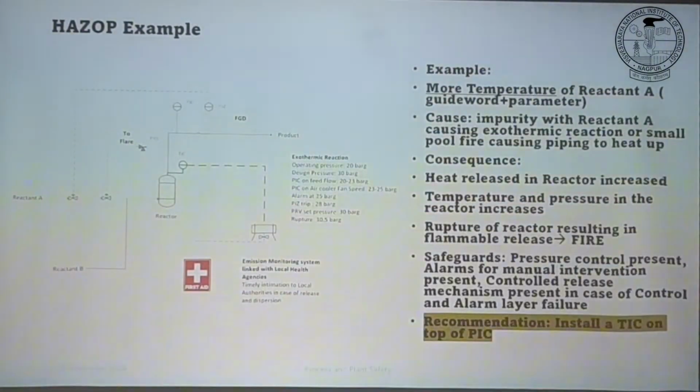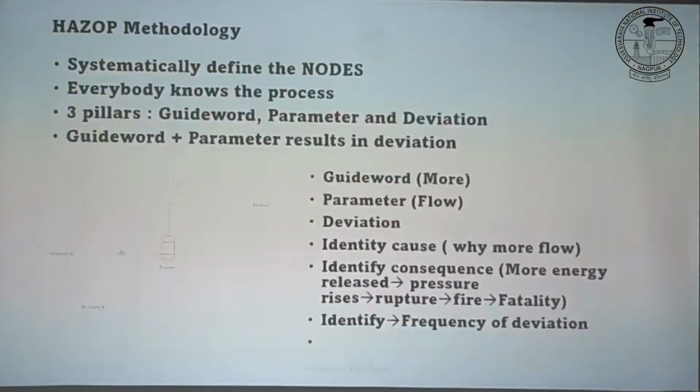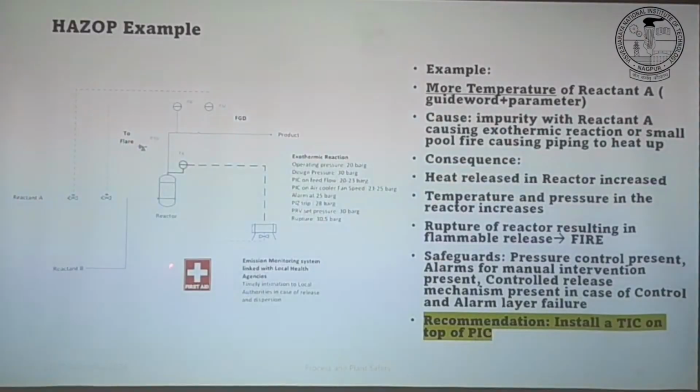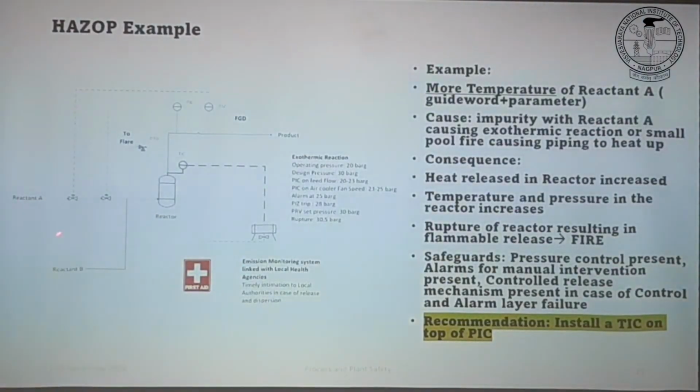In this you will be provided a small system like this on paper, and then in a group of 3 or 4 you will sit down and think about some guide words at least and some parameters, talk about what can happen, what can go wrong, and see if all the systems are there in place, and come up with a communication.